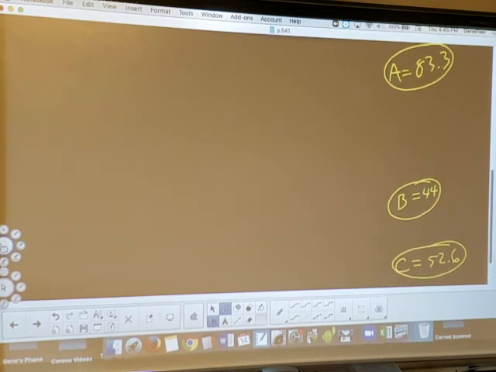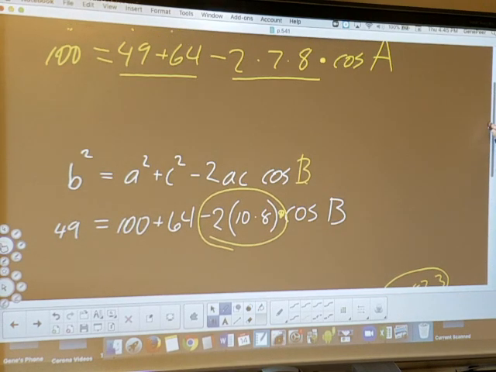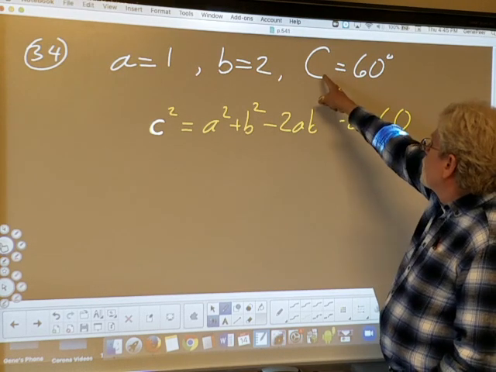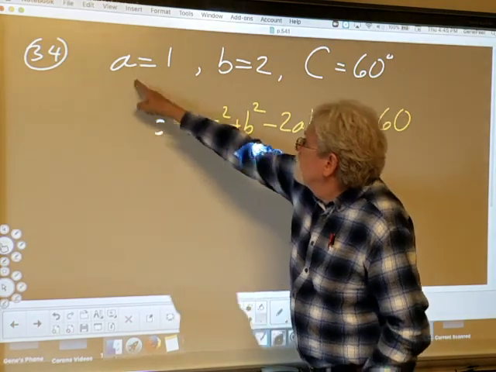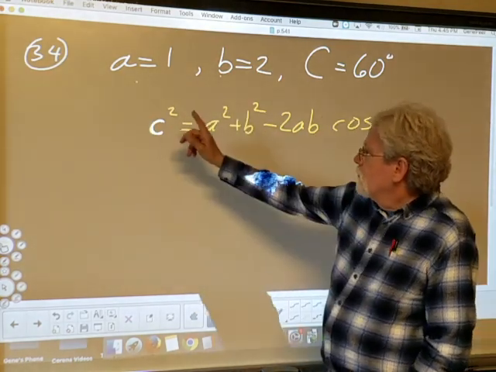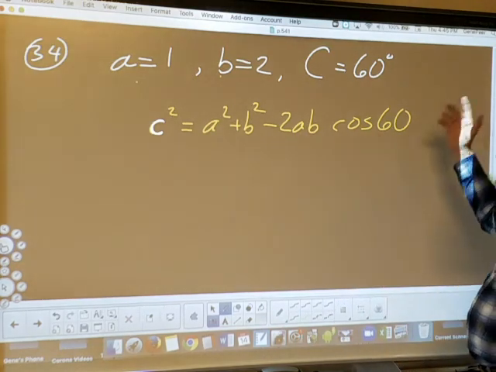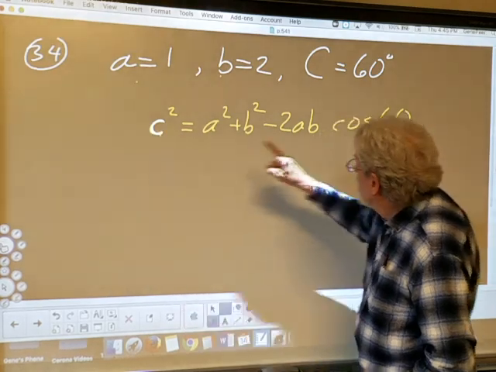Again, I'm going to trust that you're able to do the arithmetic and the basic algebra for yourself. Number 34, looks like it's more of the same. We're given angle C, so we're going to find C squared, which we do not know. So C squared equals A squared plus B squared minus 2AB times cosine of 60, cosine of C.